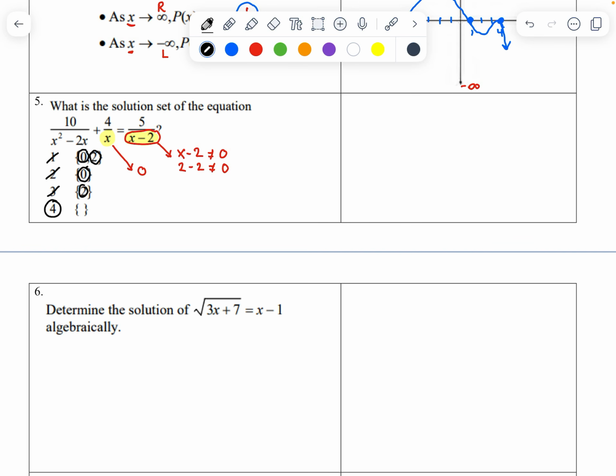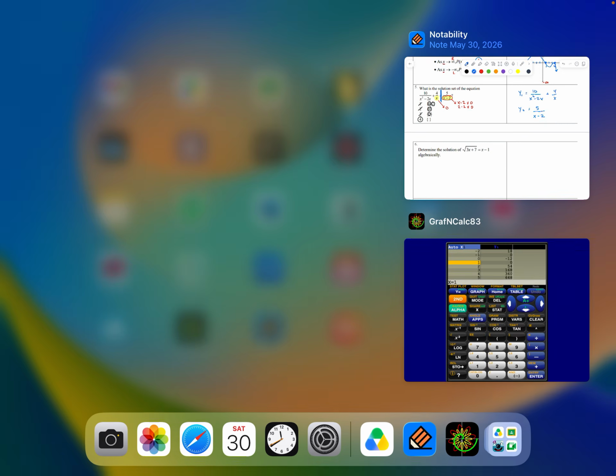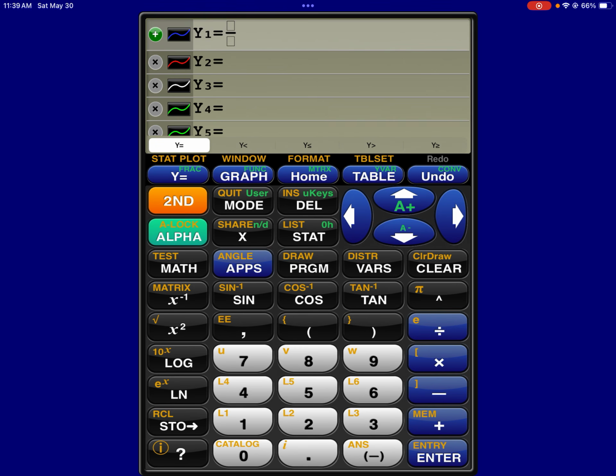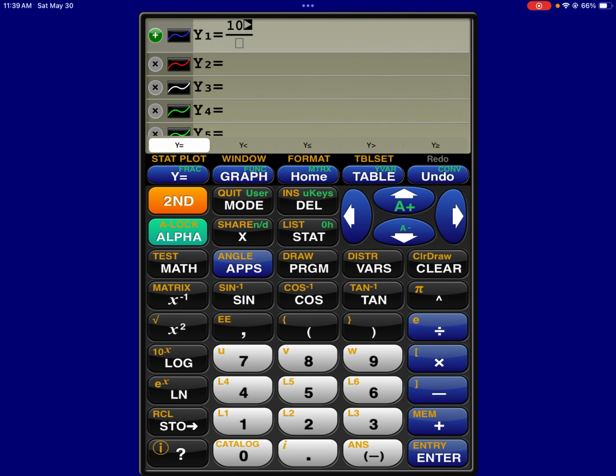Now, I also want to show you how to do this in the calculator. Okay, so when you do this in the calculator, you're going to go ahead and split it right down the middle, and you're actually going to put the left side into your calculator, and you're going to plug the right side into your calculator. And from there, you're going to look to see if any of the y's are the same.